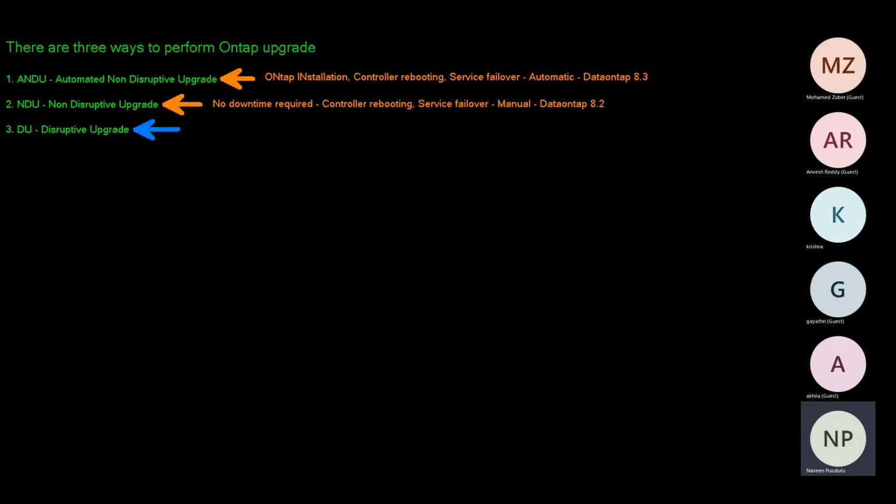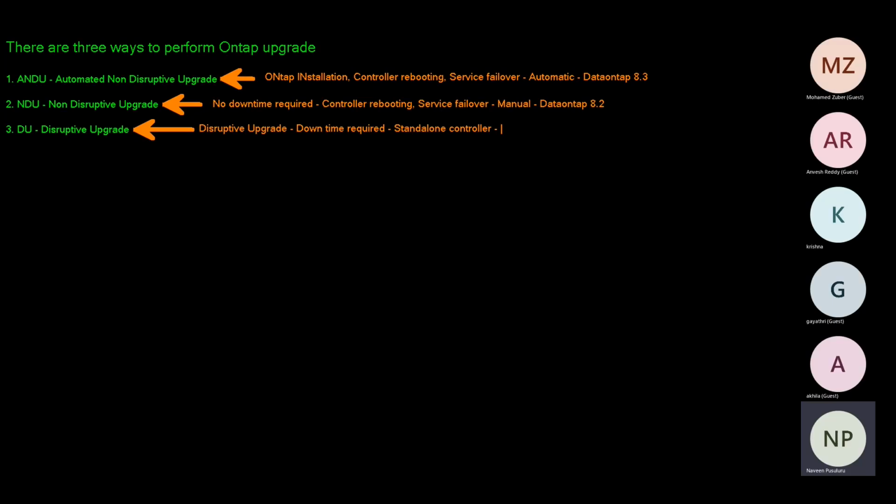Next thing is DU. DU means disruptive upgrade. The name itself is stating it, disruptive means we require downtime. Disruptive upgrade is the only option if you have a standalone controller. If your cluster is an HA pair or has more than two controllers, you don't need to go with disruptive upgrade. But if your cluster has only a single controller, then you must have downtime, because there is no other controller to take care of the services. Only then do we go ahead with disruptive upgrade.